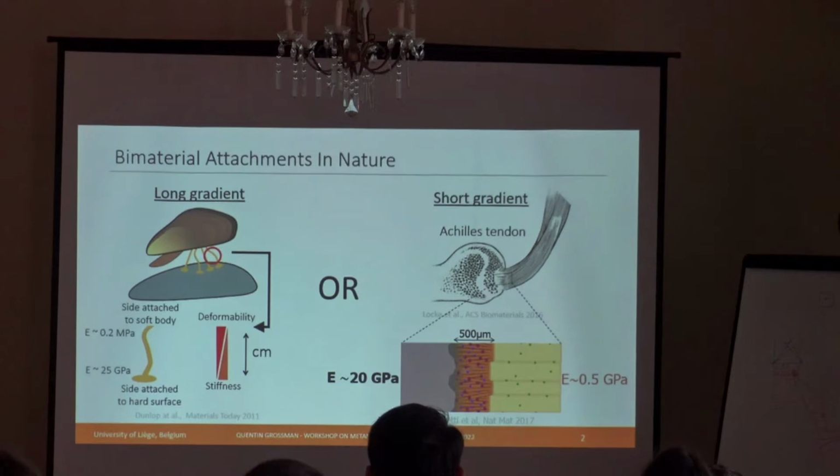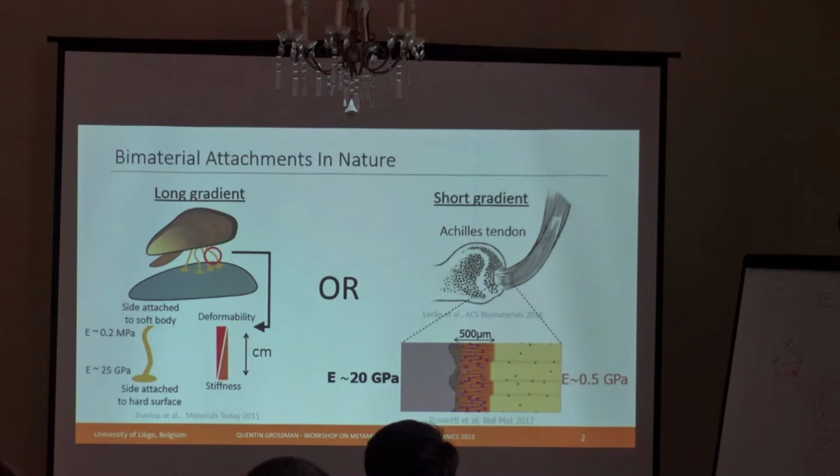What are the strategies that nature is applying to solve this issue? There are two strategies, basically. There is a long gradient, which is represented here by a byssus, a shell in the sea, where you have the fiber linking the inside of the byssus to the rock. It is usually of the order of the centimeter length scale. And when you look at the mechanical properties of these fibers, it is actually a long gradient in stiffness.